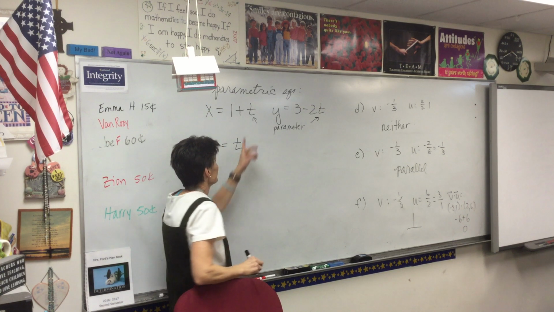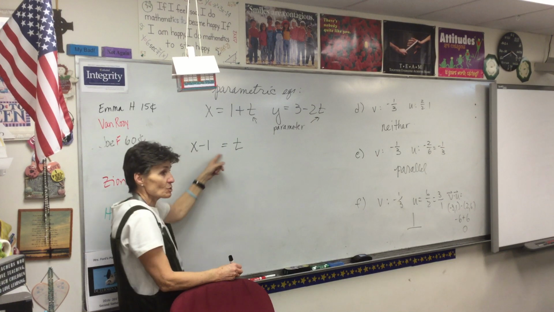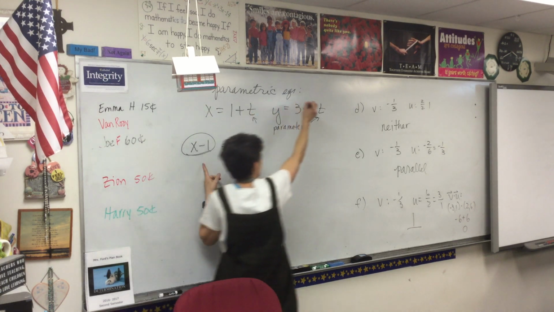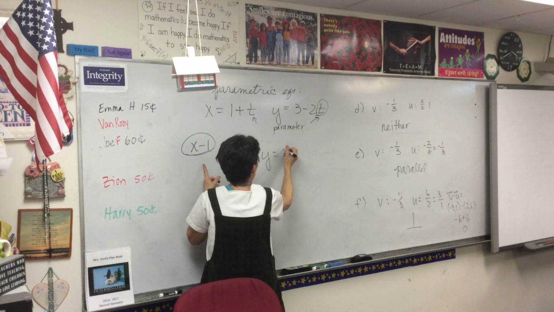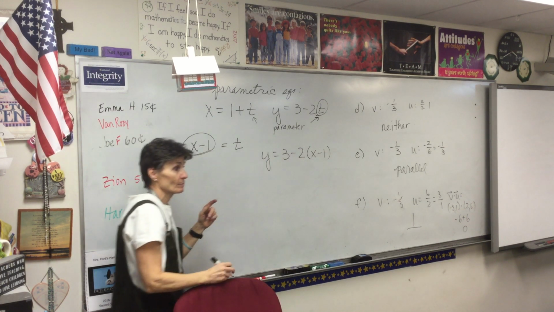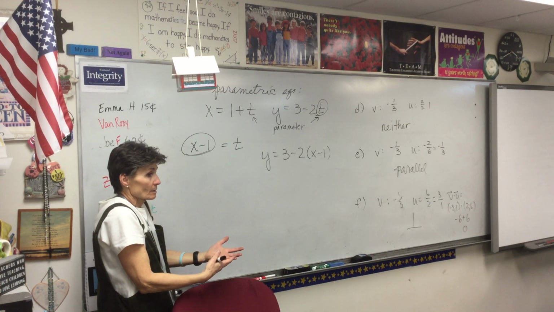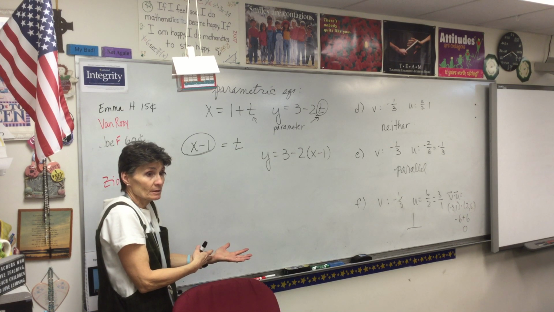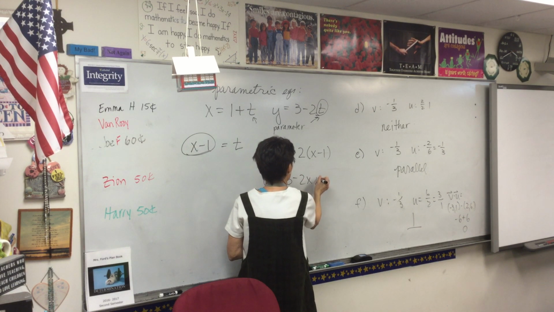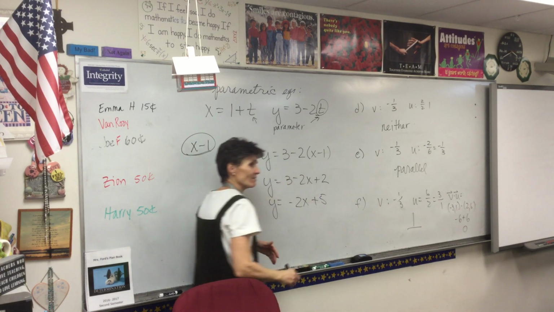So would you agree that this equation could be rewritten as T equals x minus 1? Yes. Then we'll take this and substitute it in here. So y equals 3 minus 2 times x minus 1. So we're doing a substitution process. Get T by itself and then plug it into the other one. So when you clean this up, I got y equals negative 2x plus 5.